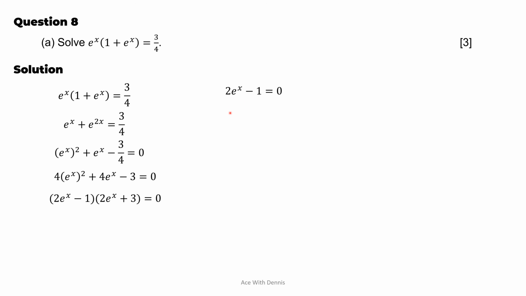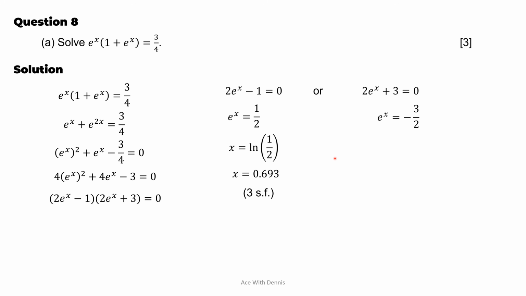Which means that 2e to the power x minus 1 equals 0, or 2e to the power x plus 3 equals 0. So the first answer will be e to the power x equals a half. Then we ln both sides to get the value of x, which is ln half. And the value of x will be negative 0.693, rounded to 3 significant figures.